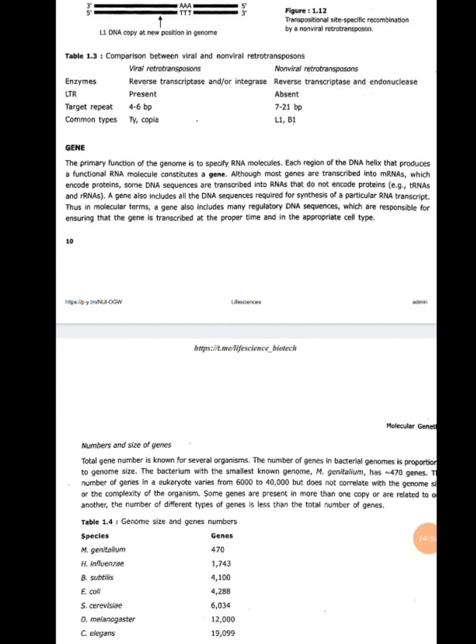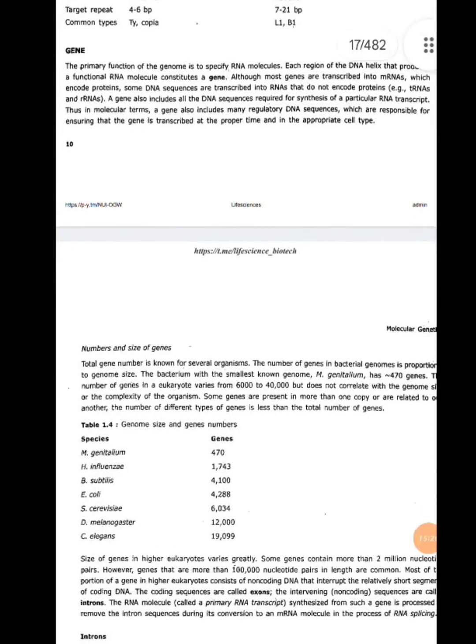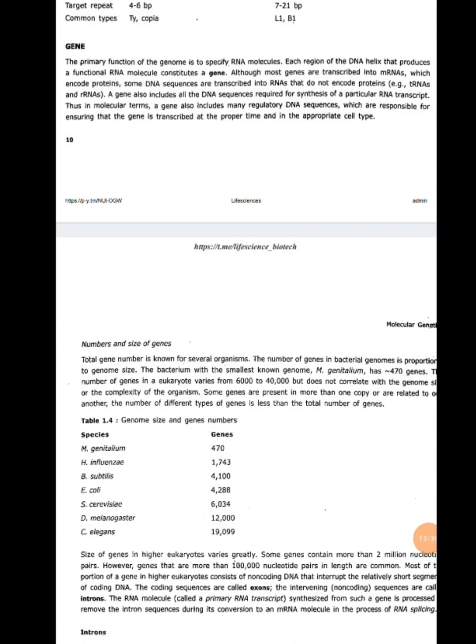This was the general idea about the SINE element, bacteriophage P element and Ac/Ds element. Now coming to what is a gene. A gene is where information is stored. It is a double helix functional structure, transcribed into mRNA, which is translated into proteins, and genes include all the DNA sequences. All the messages are in the gene, and it has many regulatory sequences also responsible for transcription at the proper time and in the appropriate cell type.